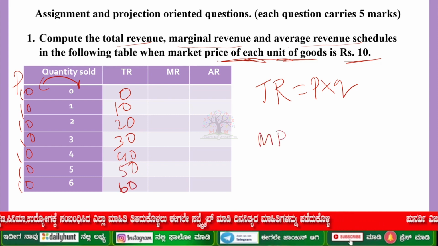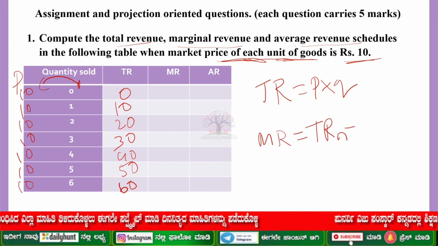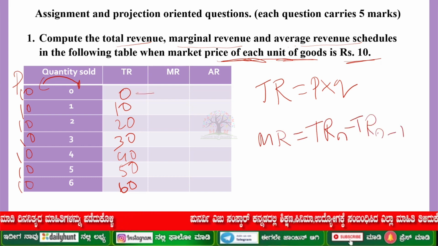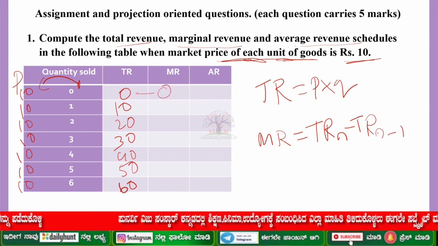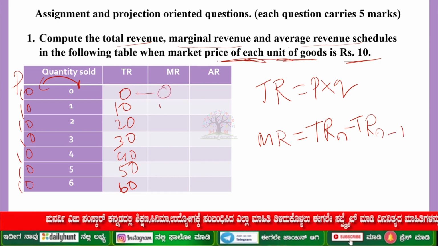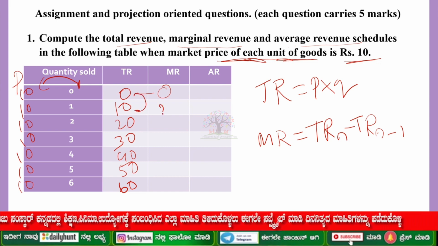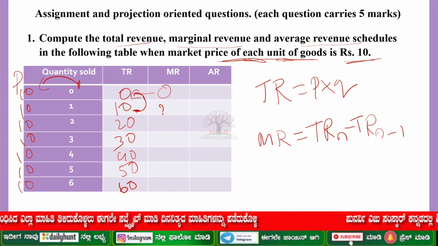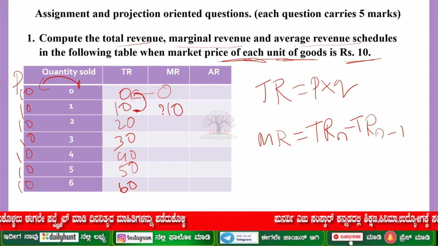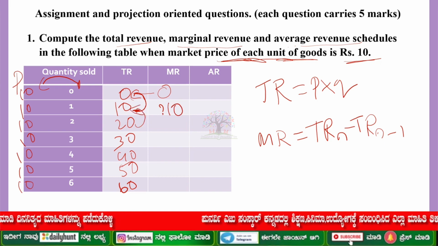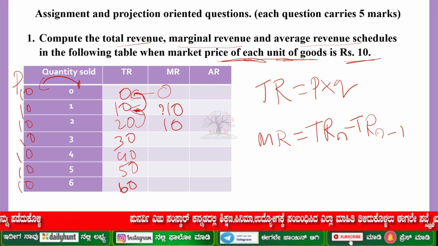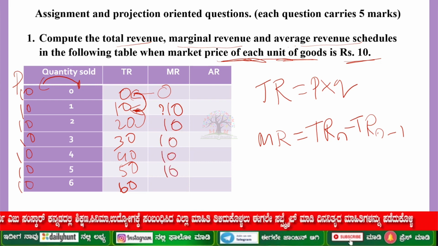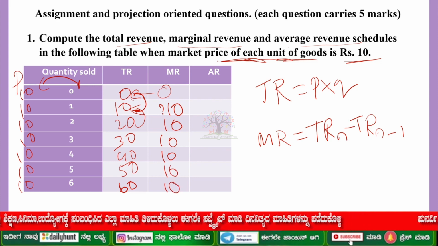And you know MR, as I told, is TRn minus TRn minus 1. So for the first value, the previous value we don't know, so we will write 0. Then if you want to find out this, take the value of TR minus the previous value, that is 10 minus 0, you will get 10. Then 20 minus 10, you will get 10. 30 minus 20, 10. 40 minus 30, 10. 50 minus 40, 10. 60 minus 50, 10.